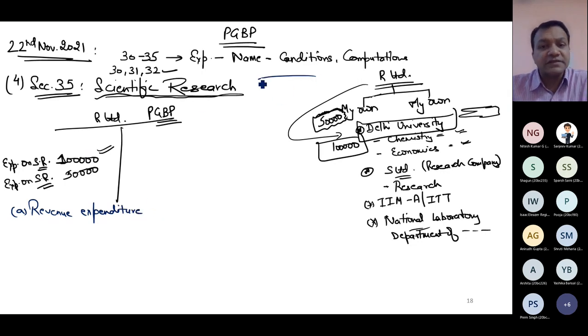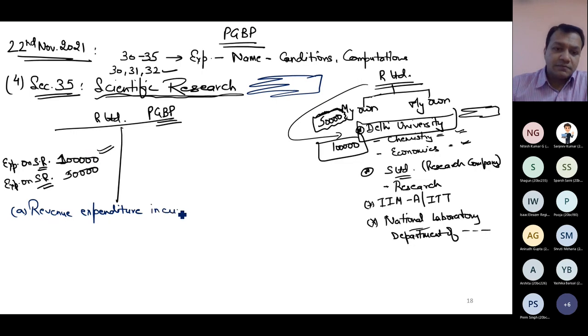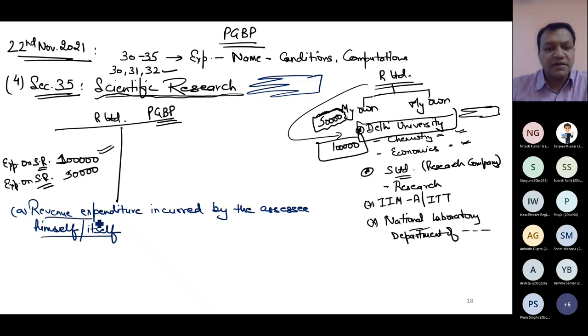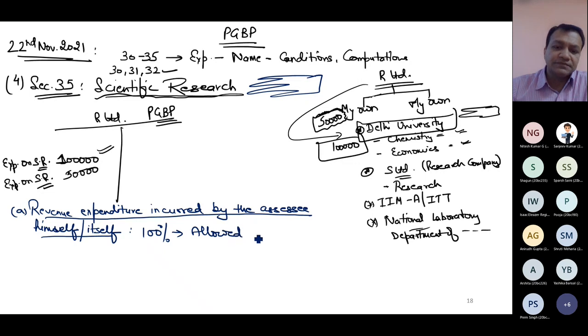All these are scientific research, that is sure. Assessee can be an individual or non-individual. 100% expense is allowed as deduction. 100% allowed as deduction. What is the expenditure?